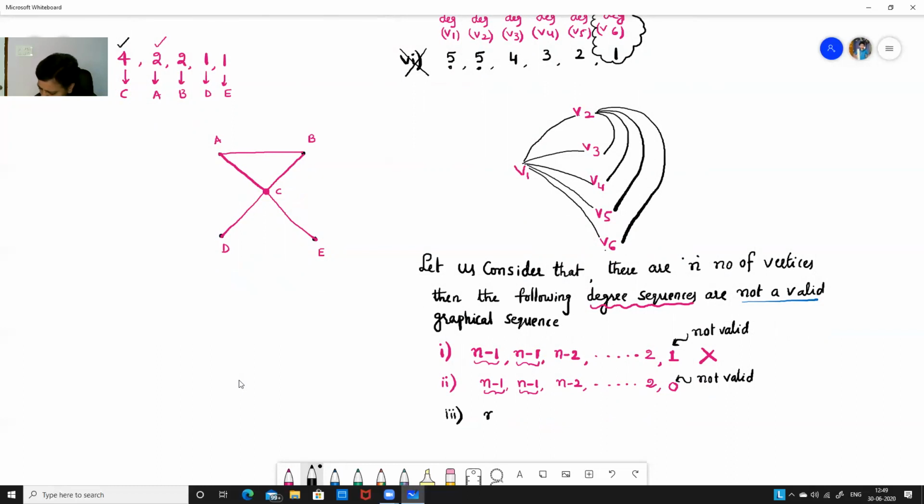Suppose I say it is n minus 1, n minus 1, n minus 1, and so on, up to n minus 1. It means every vertex has degree n minus 1. Is it possible? Yes, it is possible. If every vertex has degree n minus 1, that graph is a simple graph with the maximum number of edges. Is it correct or not? Okay. It looks like this.